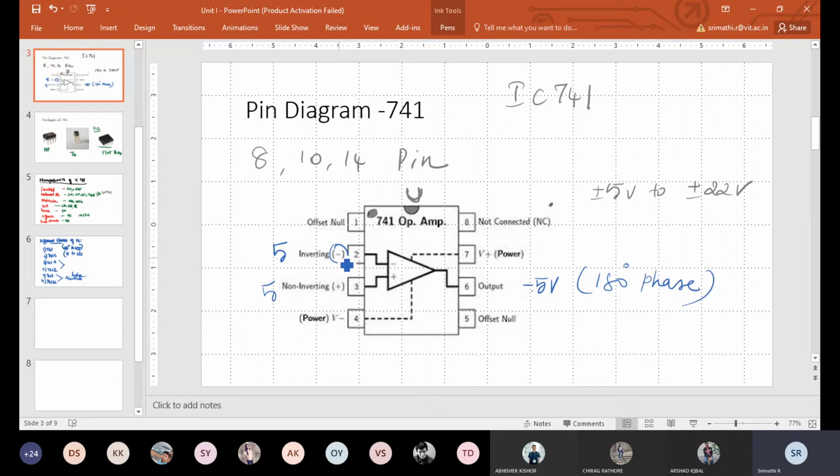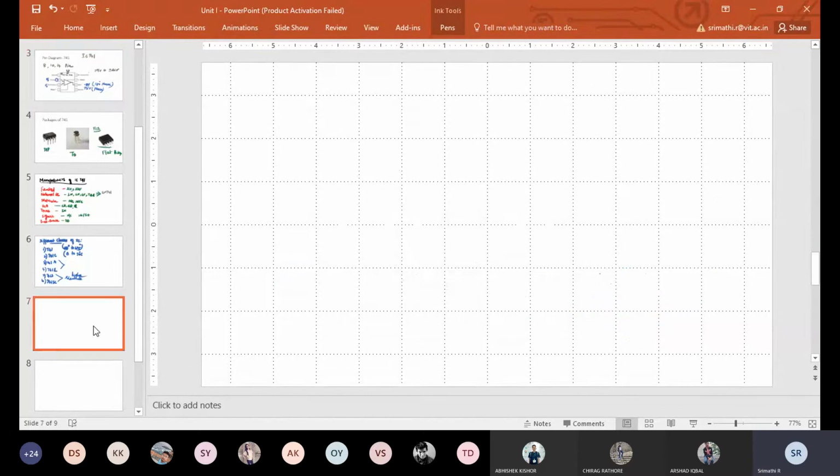That is between the negative input and the output. Whereas for the positive input and the output, they will be in phase because there is no change in the sign. Hence it is said to be in phase. Okay, right.